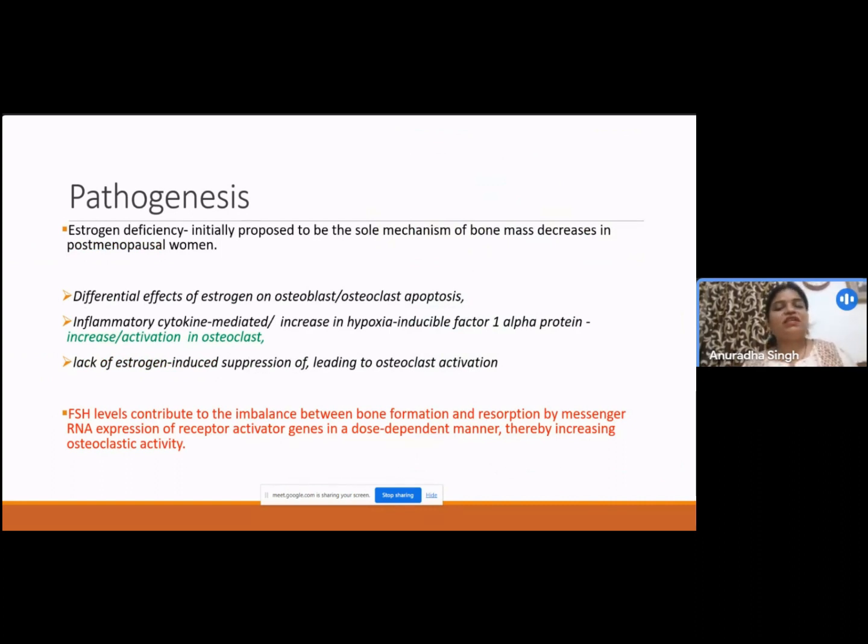Now, estrogen deficiency is the whole soul mechanism behind osteoporosis, because estrogen causes a disbalance between osteoblast and osteoclast apoptosis. It is also inflammatory mediated, so there is an increase or activation of osteoclasts, or it is the lack of estrogen-induced suppression leading to osteoclast activation. Nowadays we also say that FSH levels contribute to this imbalance between bone formation and resorption by activation of receptor genes in a dose dependent manner. So the higher the levels of FSH, the more the chances of developing osteoporosis.